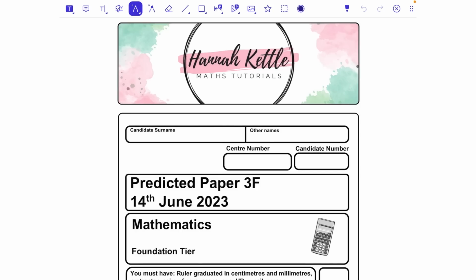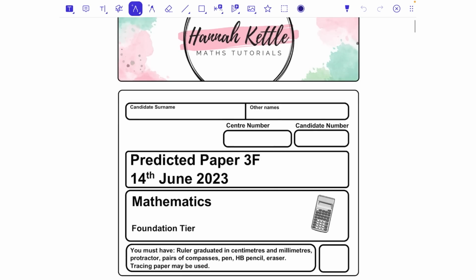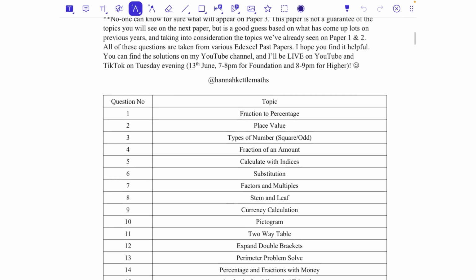So this is my predicted paper for paper 3 foundation on the 14th of June 2023. It's calculator. I've already got the higher one up. You can find that on YouTube already, but this is foundation. Let's have a go. Here are the topics that I think are likely to appear.